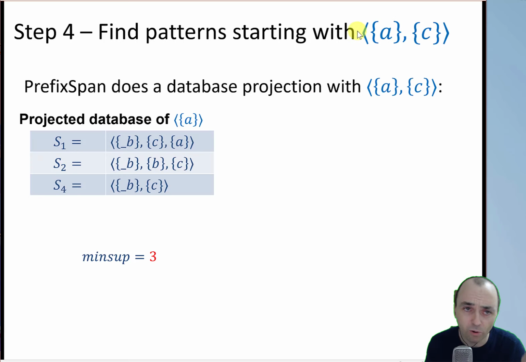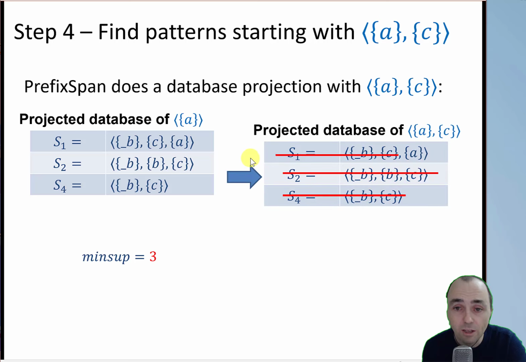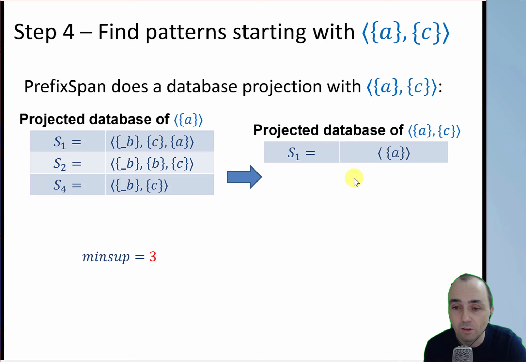So now, step 4. We want to find the patterns that start with A followed by C. Again, like before, we do the database projection. We want to project by C to get the projected database of AC. We have this database here, and we want to calculate the projected database of AC. We find the first C in each sequence, and we delete everything that is before. So the result will be like this on the right. Only one sequence is left.